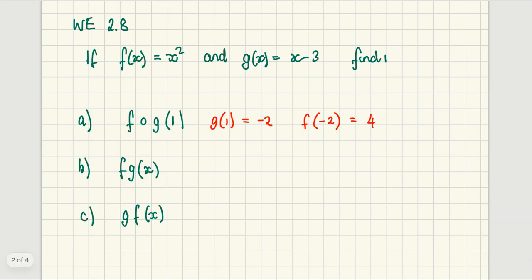All right, what is fg of x, though? g of x is x minus 3, and then plug that into x squared. We were talking about this yesterday. So it becomes x minus 3 squared. And gf of x: f of x is x squared, then plug it into g of x, that becomes the x in g of x, which is just x squared minus 3. Pretty basic stuff you've done before.